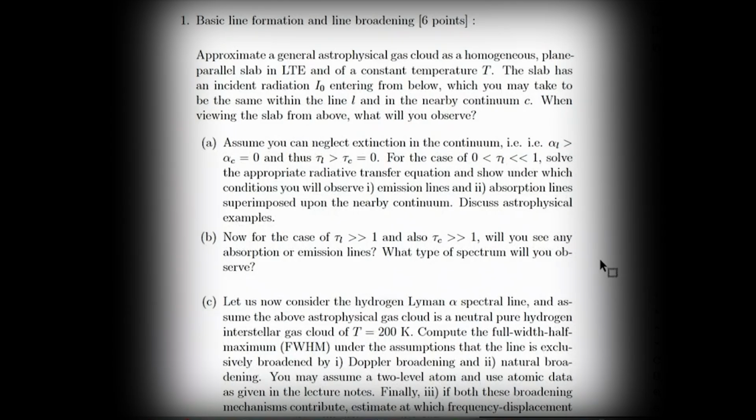And then we have that the line is still optically thin, but it's not identically 0. We're going to solve the appropriate transfer equation and show under which conditions you observe emission lines and absorption lines superimposed on the nearby continuum. And we're going to discuss astrophysical examples. Then in part B, we're going to do the optically thick case, okay? And in part C, we're going to consider the line broadening, the full width at half maximum of the Doppler and the natural, and see where they become equal.